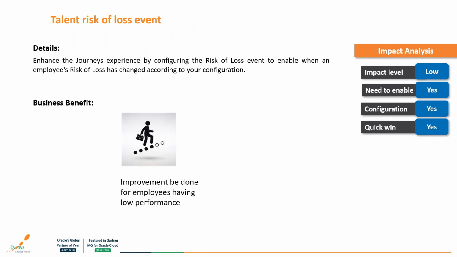So the next feature is talent risk of loss event. Using this feature, we can now configure a risk of loss event to trigger when an employee receives a low performance rating according to your configuration. Use the condition builder during the journey template, which you have used for the journey setup, to configure the conditions that include the attributes. When the condition is met, the journey is automatically triggered.